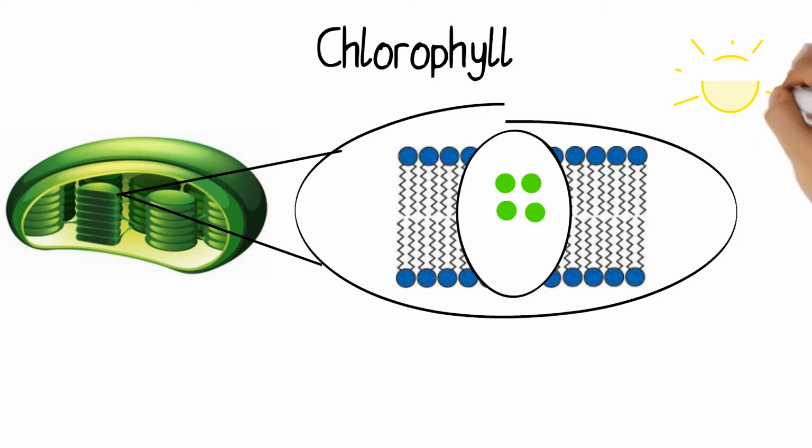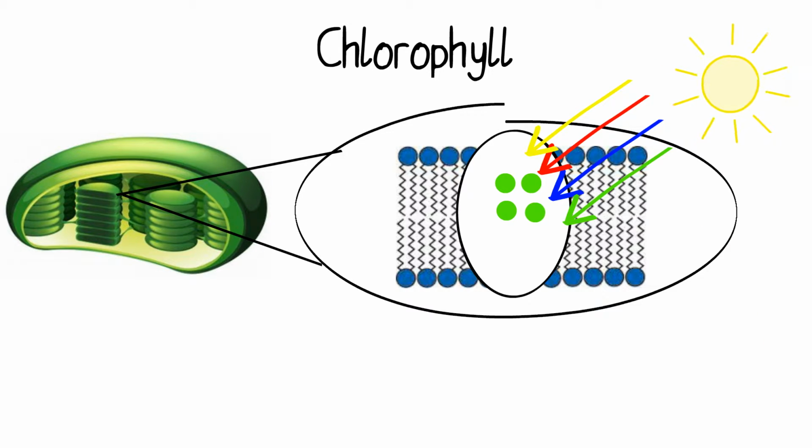The sun shines different wavelengths of light onto the chlorophyll in the chloroplast of the cell. The pigment molecule chlorophyll is able to absorb the different wavelengths of light except for the green wavelength, which it reflects. And this is what causes leaves to appear a green colour.